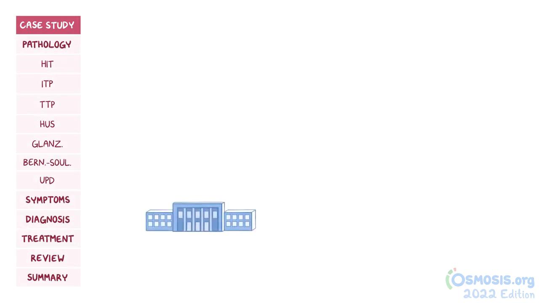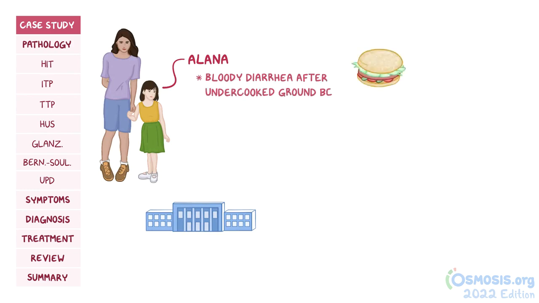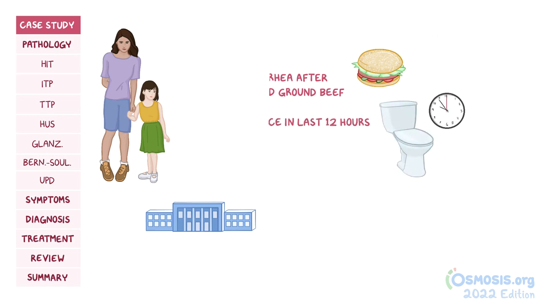At the Family Medicine Center, a mother came in with her 5-year-old child, Alana. Several days ago, Alana developed bloody diarrhea after eating undercooked ground beef, and her mother noticed her face was pale and she only urinated once in the past 12 hours.